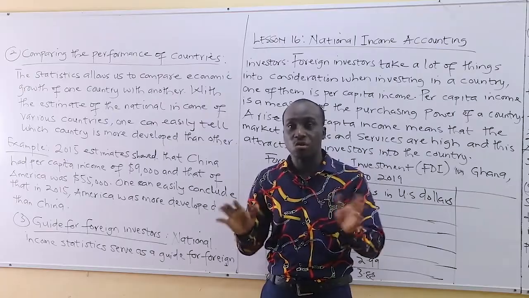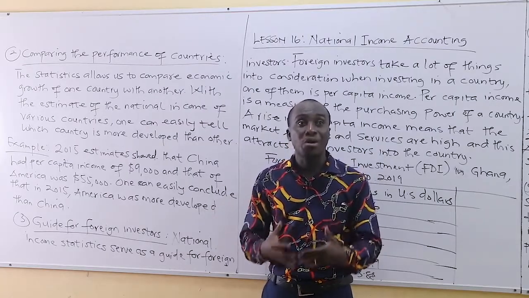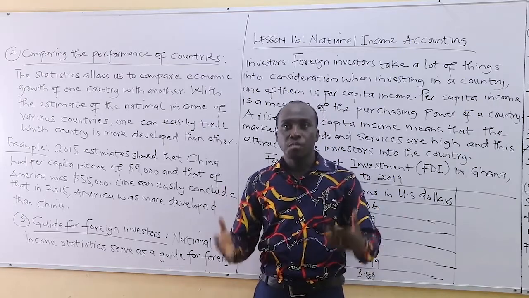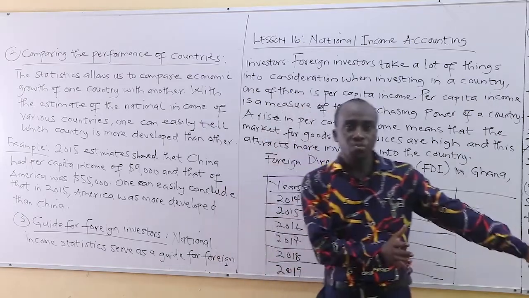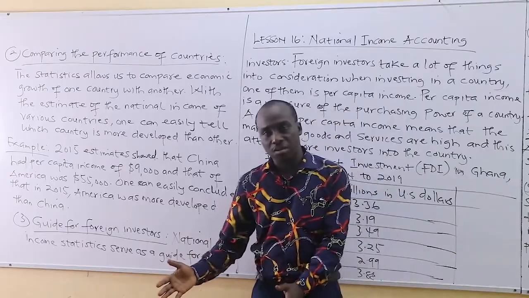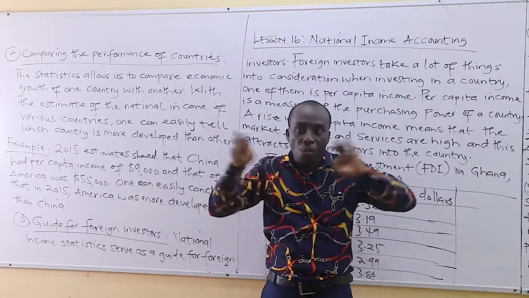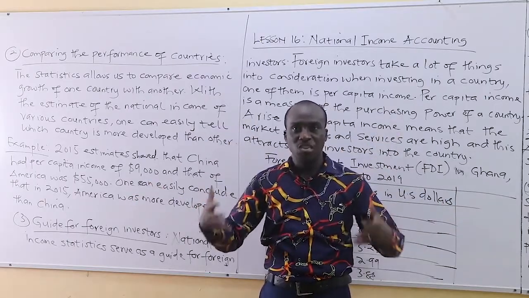It's quite nonsensical to do that in economics. How will I know? I can only know by comparing their per capita income. So if one country's per capita income is 60,000 and another's is 40,000, then the 60,000 one is more developed than the 40,000 one. It's like age. If somebody's age is more than yours, then that person is older than you. So it helps us to compare countries based on which one is more developed.